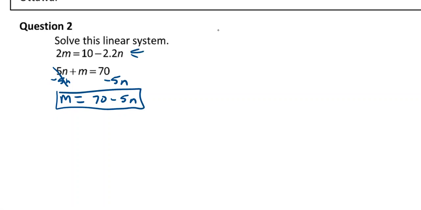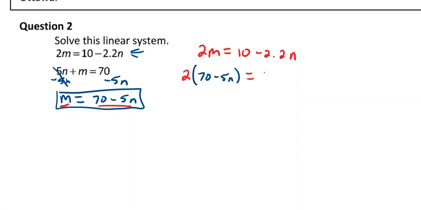So let's write that one out again. This was 2m is equal to 10 minus 2.2n. All right, so m is equal to this, right? So this is going to be going in right there. That's what m is. It's equal to 70 minus 5n. So we'll throw that in. So this will be 2, and then instead of an m, I got 70 minus 5n, and that's equal to 10 minus 2.2n.